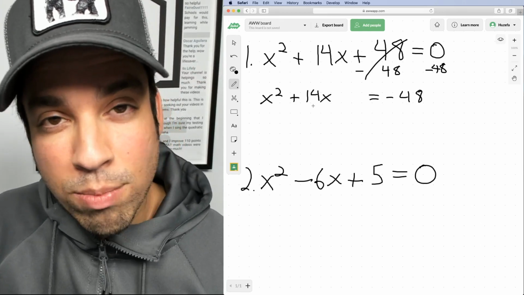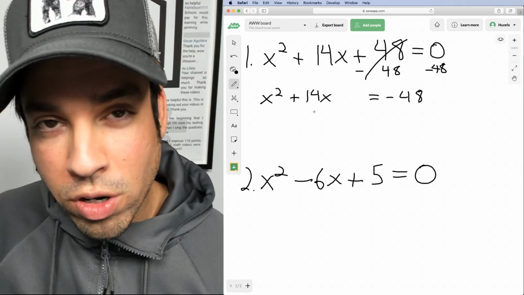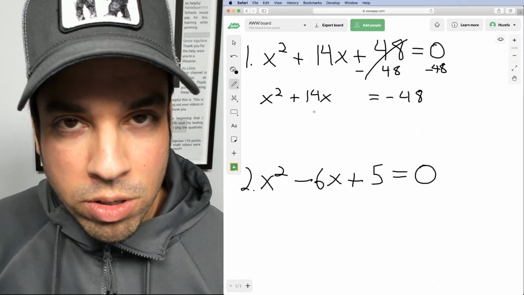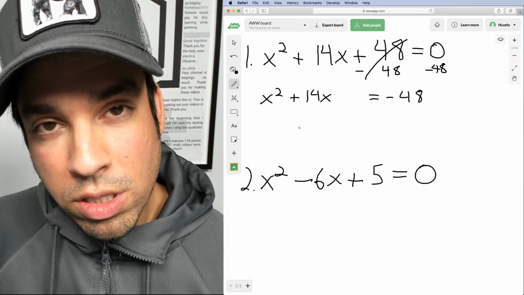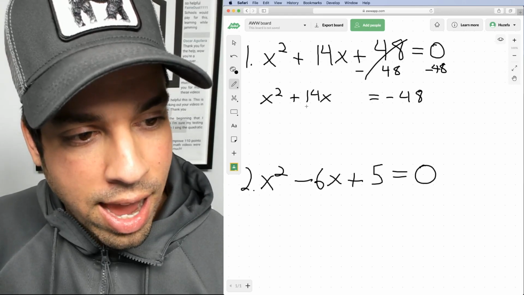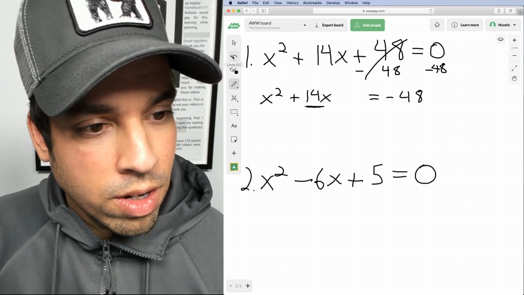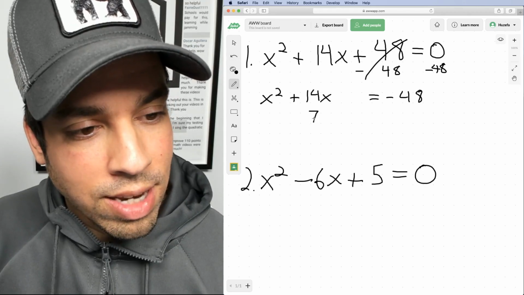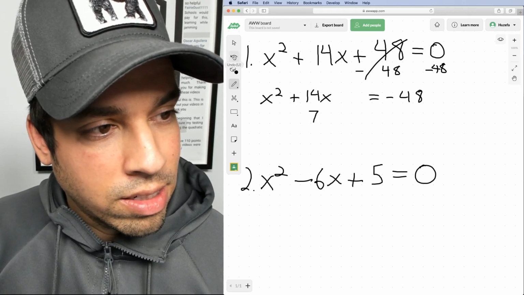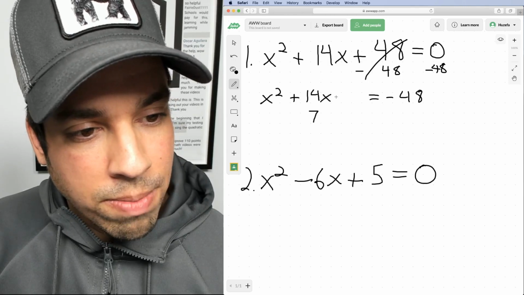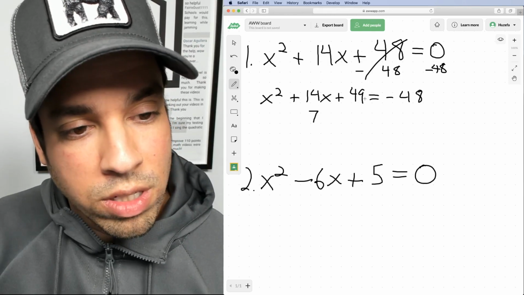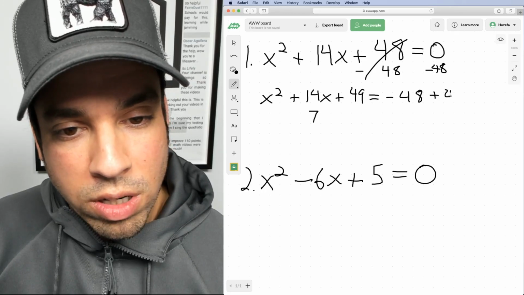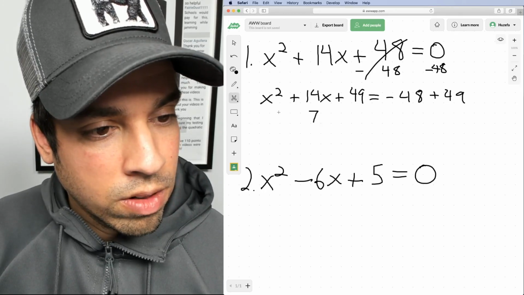Now the next step, what we're going to do is try to create a perfect square binomial on the left side. The way we're going to do this, and it'll make sense in a second, is we're going to take half of this term, which is the b term, and square it. So half of this term is 7, right? And 7 squared is 49. So I'm going to add 49 to both sides. I can't just add it to one side. If I'm adding it here, I've got to add 49 to this side as well.